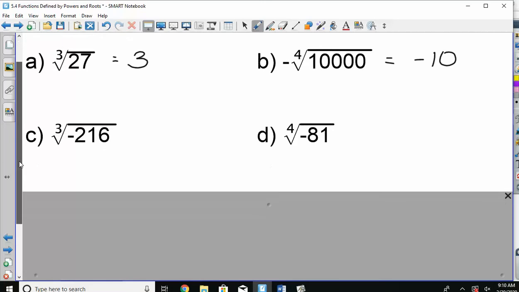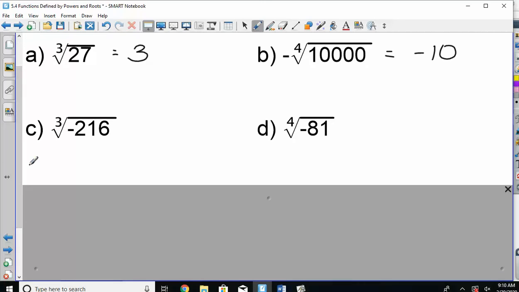I like this one. Can I stay here? Okay, C, the cube root of negative 216. Can I have a negative under there? Yes, because it's an odd root. That's okay. So what to the 3rd power is negative 216? 6. So negative 6.